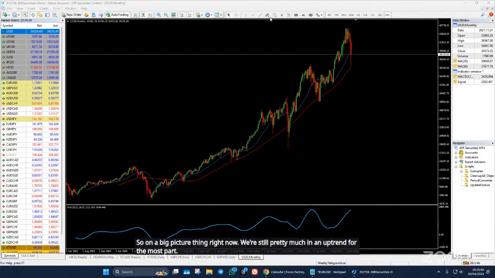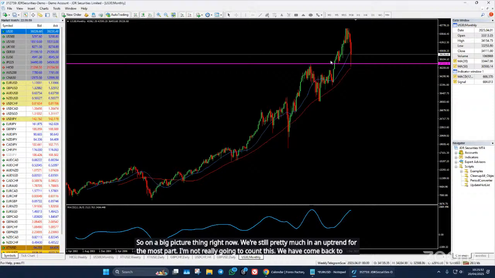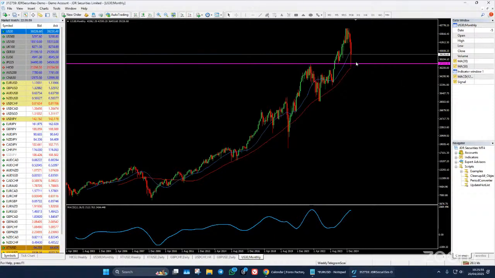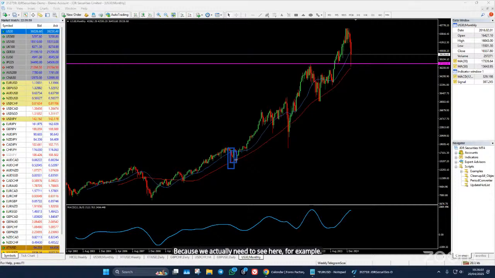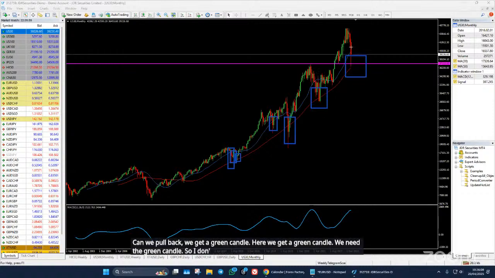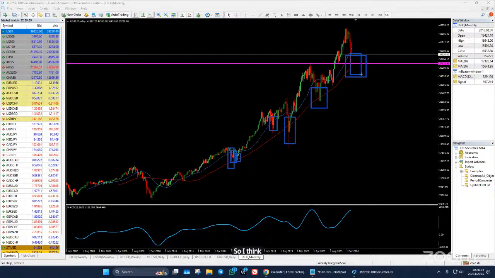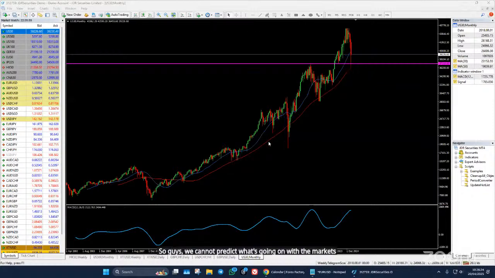I'm not really going to count this. We have come back to a level of support and resistance, but this is a very important thing. Are we going to get the answer to what's going to happen this month? No, because we actually need to see here, for example, we pull back, then we get a green candle. We pull back, we get a green candle. Here we pull back, we get a green candle. We need the green candle. So I don't think we're going to get it this month. It's very unusual. It's very rare. So I think the earliest we will know if the market is recovering is when we get a green candle, which is end of May at the earliest. So guys, we cannot predict what's going on with the markets at least until the end of May.